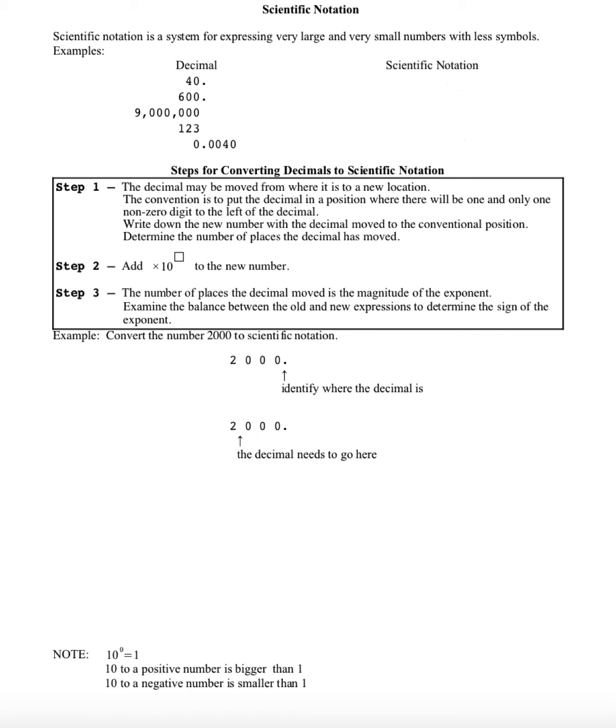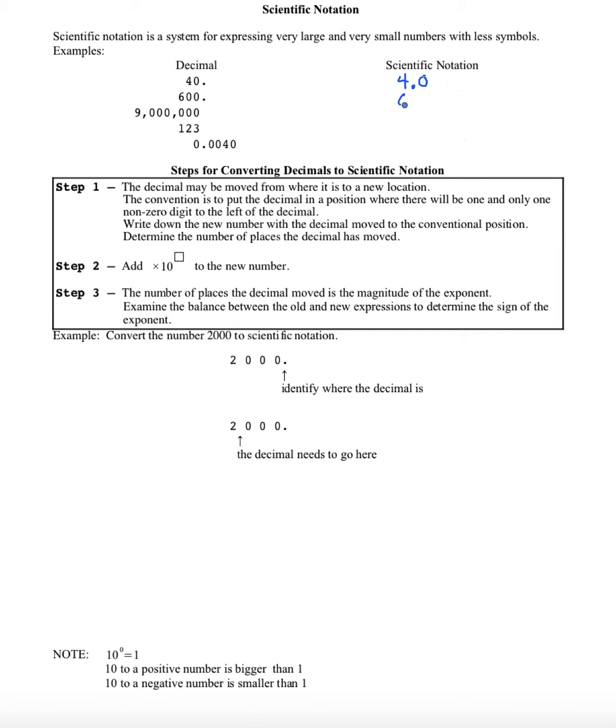The convention is to put the decimal in a position where there will be one and only one non-zero digit to the left of that decimal. So in the example 40, the convention will be to move the decimal over one place so that there's one and only one non-zero digit to the left of it. Now we want to write down that new number with the decimal moved to the conventional position. Let's do it for the others here too.